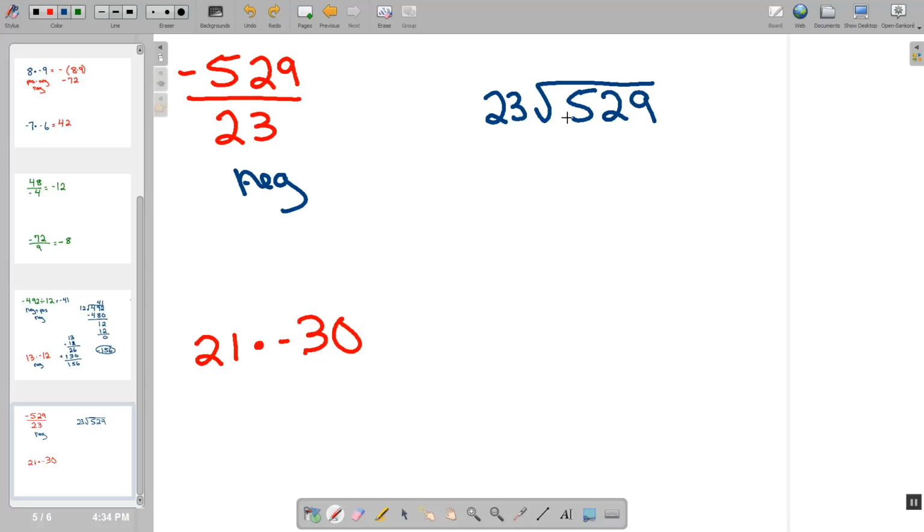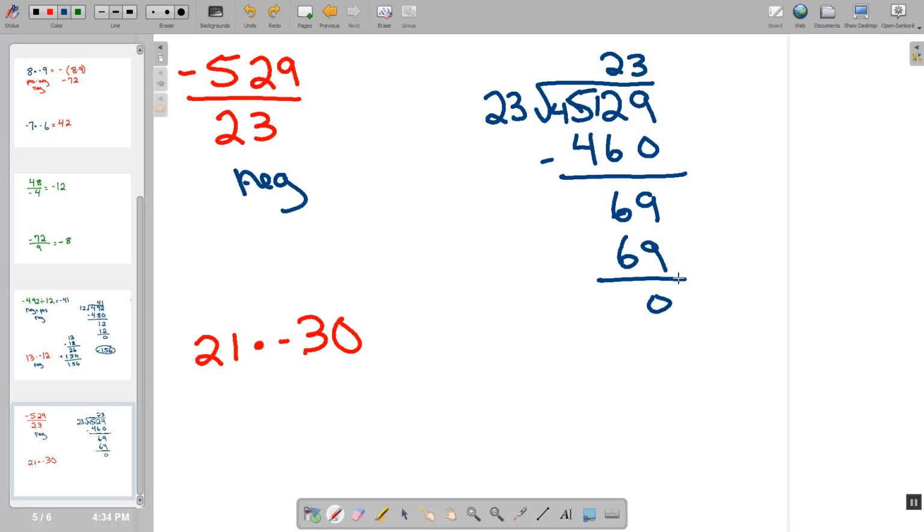So if I'm looking for 23 times what is as close to 52 as possible, I know that it's going to give us 2 tens, or 20. So if I do that, 20 times 23 gives us 460. So I subtract to see what's left over, which is 69. So 23 times 3 is going to be equal to 69. Once again, no remainder. So that means our answer of negative 529 divided by 23 is equal to negative 23.